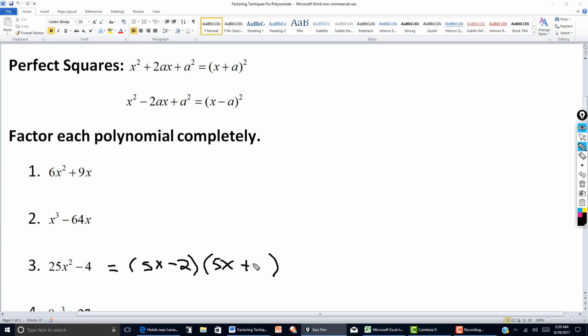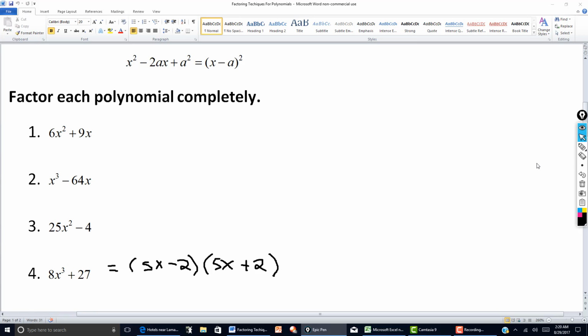Okay, and of course you can check your answer by multiplying this out, just like you can check the formulas that I just gave you a while ago by multiplying the right side out and getting the expression on the left side. Okay. We clear this.